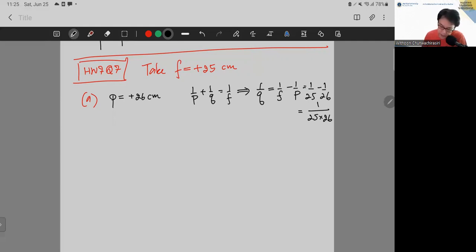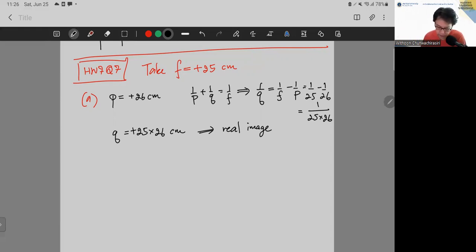All right. And that means the Q that you get at the end is 25 times 26 centimeter. And it's still positive. With me? Okay. All right. So what does the positive image location mean? It means this is a real image. Cool. Because it's positive. When the image location is positive, it means everything is real, and that means the image will show up after the lens.